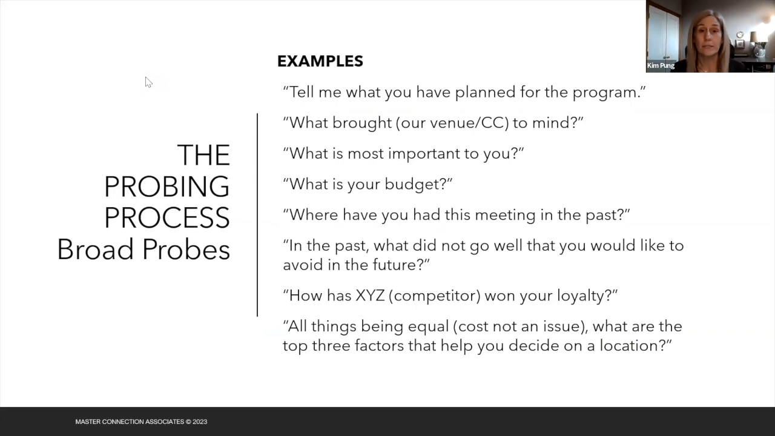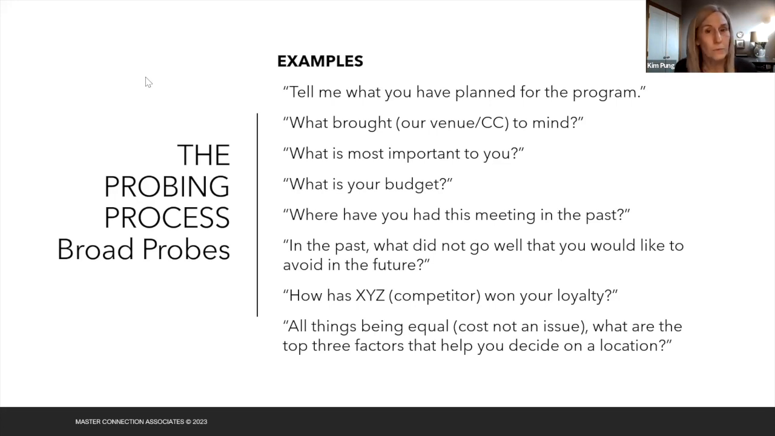In the past, what didn't go so well, perhaps, that you'd like to avoid, or maybe what did go well? What we want to start to understand is, what are their expectations for this. If this is a meeting they have regularly and they've had other places, we can't be afraid to ask, where were you? And did you like it? And if you did, what did you like about it? Because we want to be able to replicate the things that they liked or even do better than that.